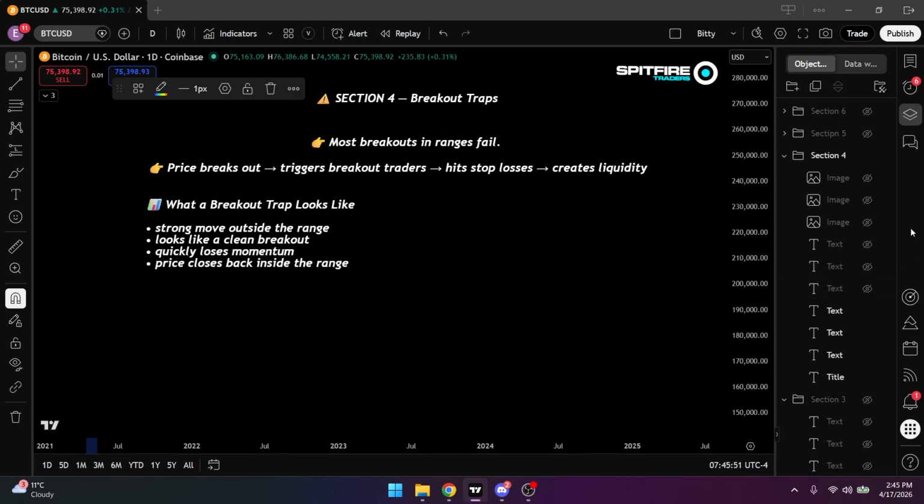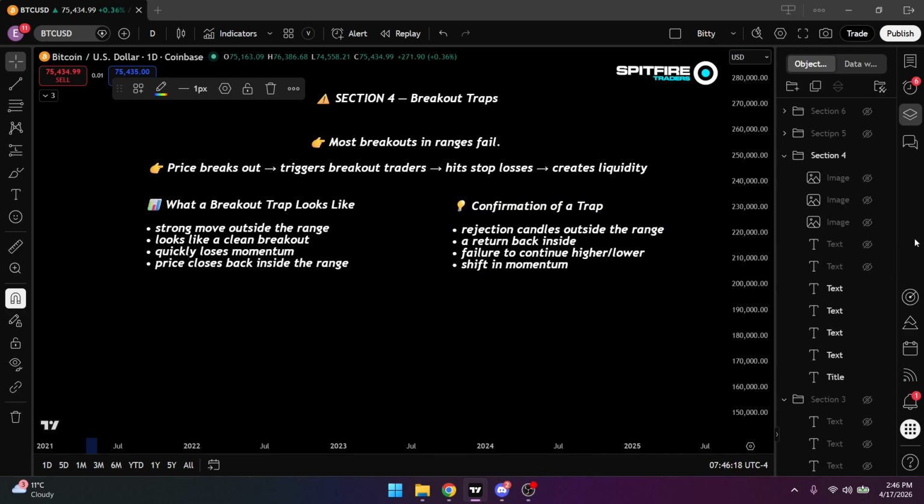It has a strong move outside the range, looks like a clean breakout, but quickly loses momentum, and price closes back inside the range. That last part is key. If price cannot hold outside the range, the breakout is weak. So instead of entering immediately, you wait for a rejection candle outside the range, a return back inside, a failure to continue higher or lower, and a shift in momentum. This turns the breakout into a high probability reversal setup.